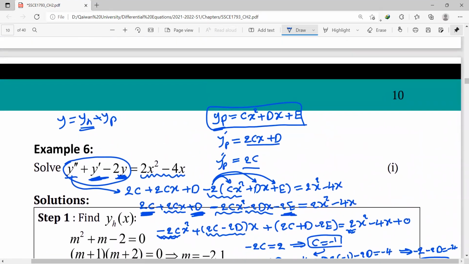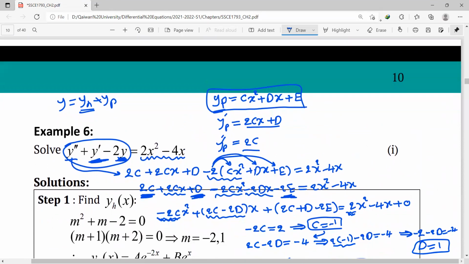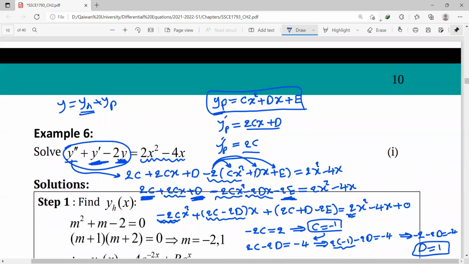If there is similarity between them, here YP becomes x to the power r, and then cx squared plus dx plus e.